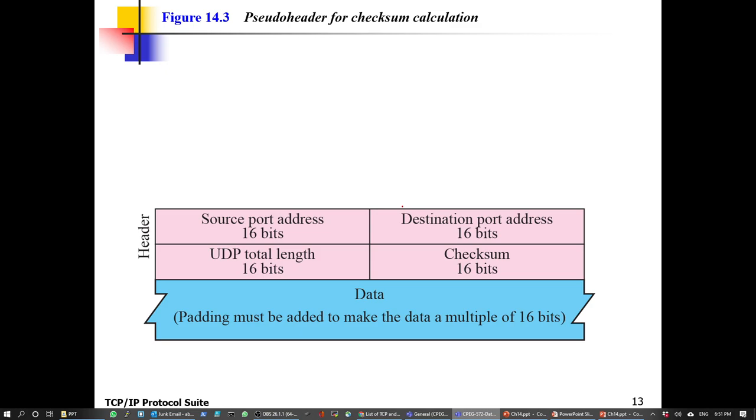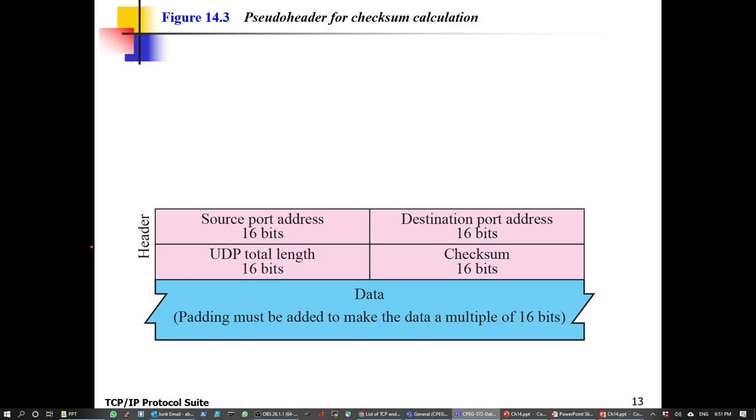Then after that, flow control. UDP is a very simple protocol. There is no flow control. When you take a look at error control, there is no error control mechanism in UDP as well. We don't have error control. Then after that, it provides a checksum. Checksum is for integrity.